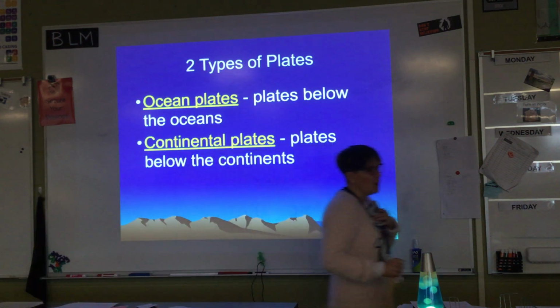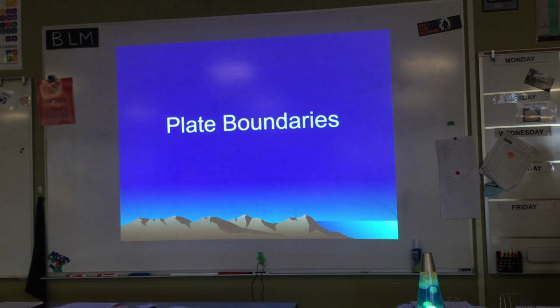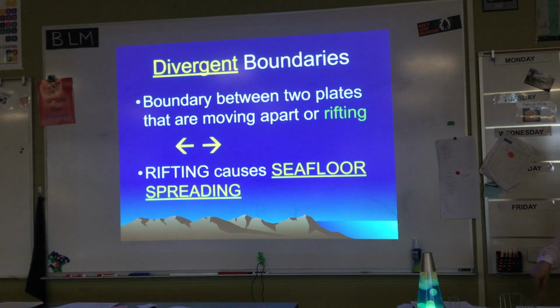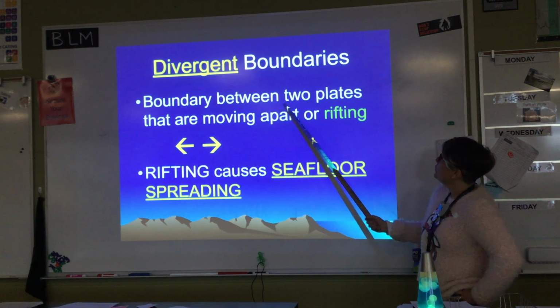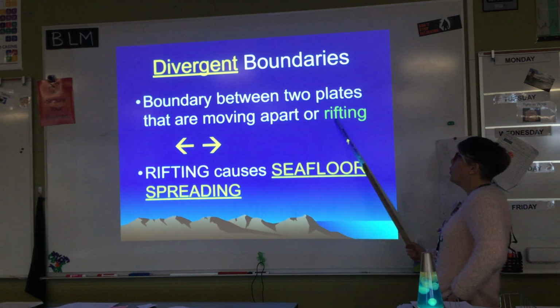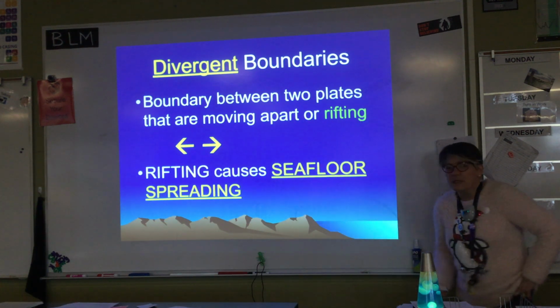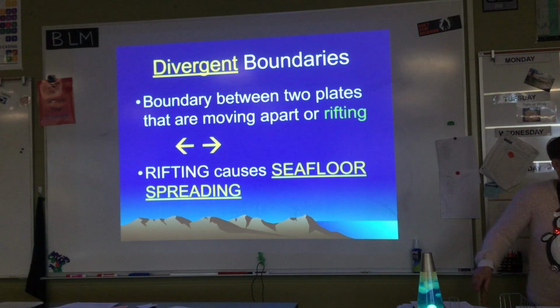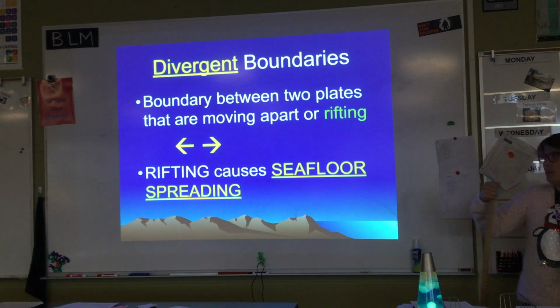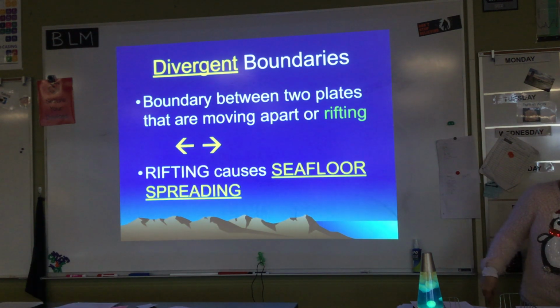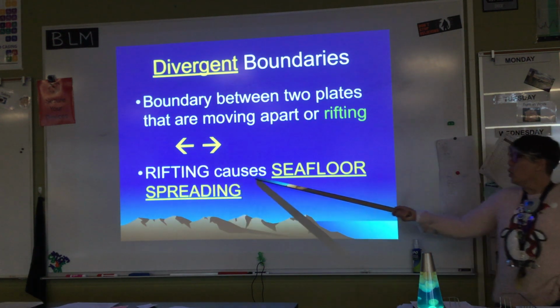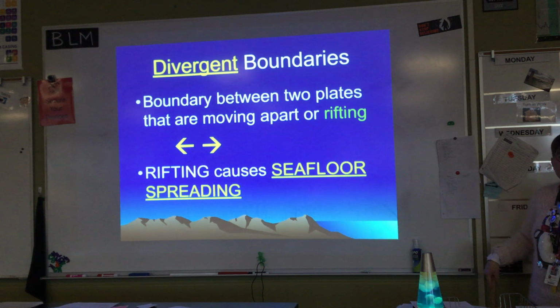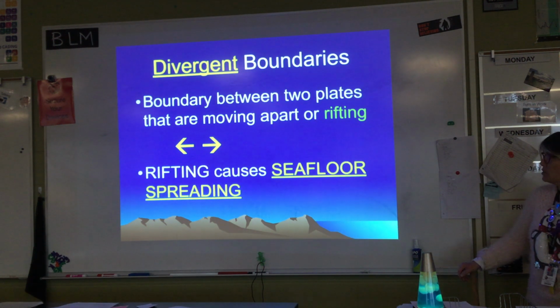All right, let's move on to the next. We're going to talk about the boundaries between those two plates. One is divergent boundary. Divergent boundaries are between two plates that are moving apart or rifting. Rifting, think about it as like ripping. If a plate is rifting, it's ripping or moving apart. You're not writing anything down, and that's worrying me because I can't wait for you to catch up. Rifting is what causes seafloor spreading. We talked about that the other day.